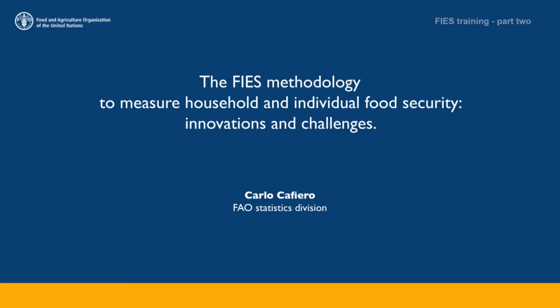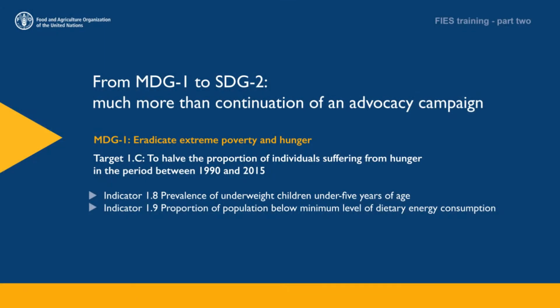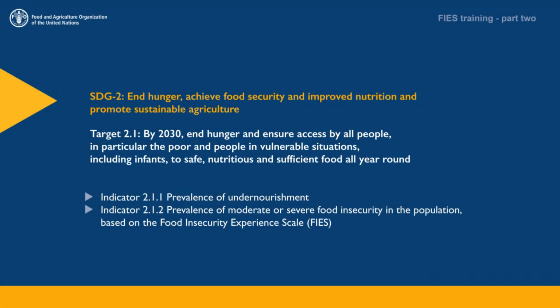So, first of all, what was the motivation for developing the food insecurity experience scale? For us at FAO, the main motivation was the transition from the Millennium Development Goal to the Sustainable Development Goal. And the point that we want to make is, while extreme poverty and hunger were combined together in the Millennium Development Goal, in the SDG, there is a specific attention devoted to the broader concept of access to food and good nutrition for all.